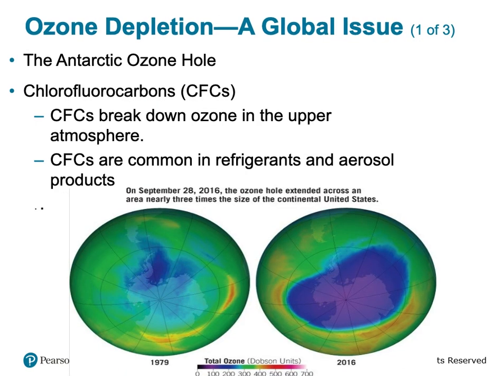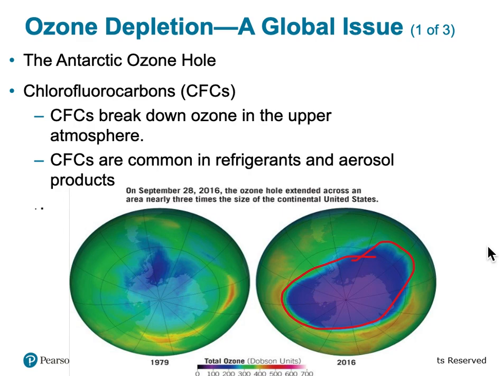And another important issue I'd like to talk about is the Antarctic ozone hole. So here we could see in this satellite imagery on September 28, 2016, the ozone hole extended across an area nearly 3 times the size of the continental United States. So here we could see ozone loss at the bottom of the South Pole, the Antarctic area.